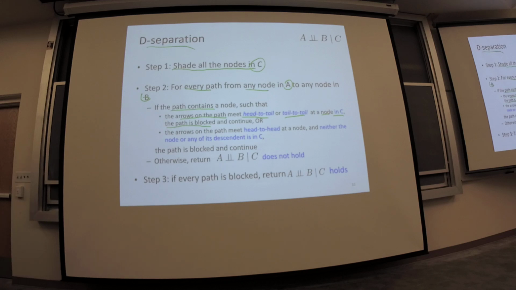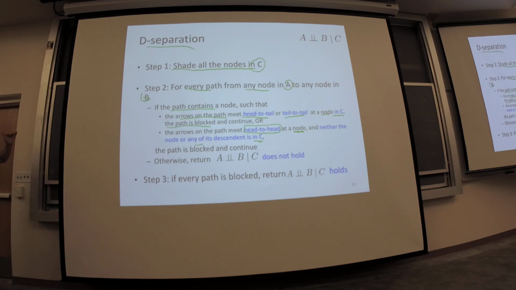Or if the arrows on the path meet head to head, but this node does not appear in C, and none of its descendants appear in C, then we can claim this path is blocked as well. And then we move to the next path and see whether I can find a way to roll my ball and it does not bounce back. Does it make sense? Three cases, right?